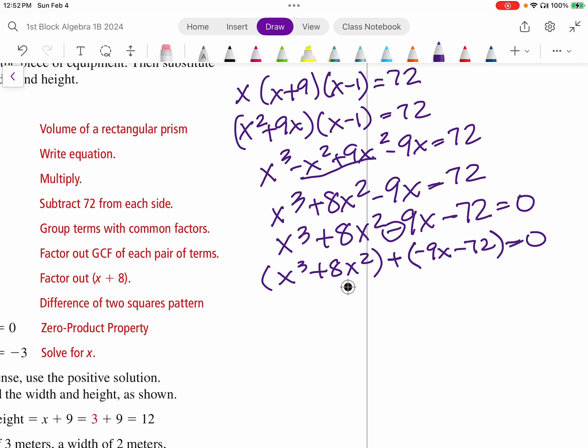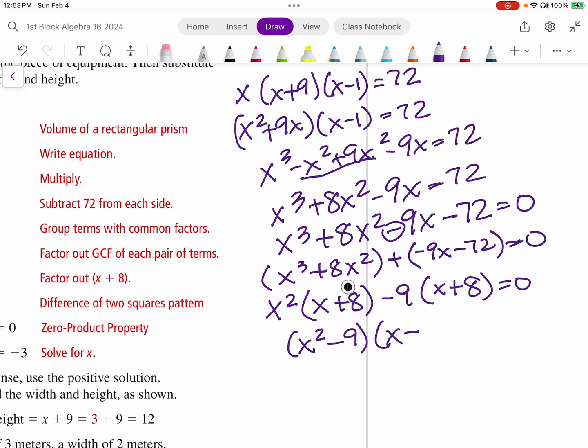All right. Factor from x to the third plus 8x squared. I'm going to factor out x squared, x plus 8. I'm going to factor out negative 9, x plus 8. Negative 9 times positive 8 equals negative 72, equals 0. So that gives us x squared minus 9 times x plus 8. Awesome. Factor by grouping. Just because you factored once doesn't mean you're done.